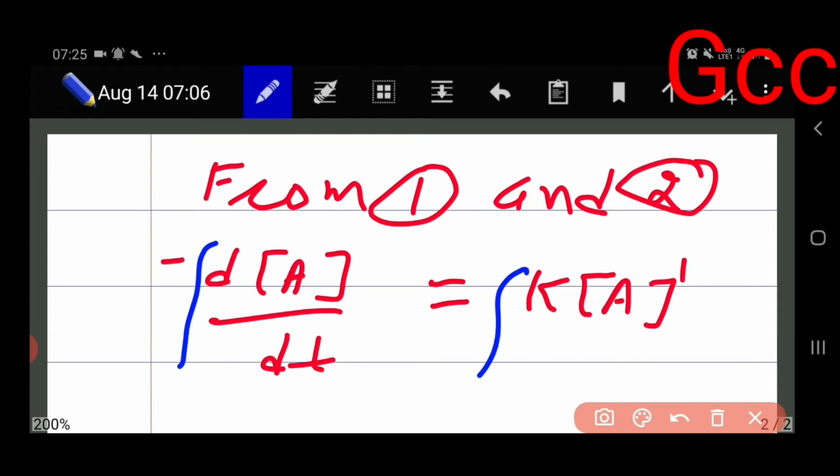Then we have to put the limits also. What will be the limits here? Downside here it is A naught, upside is A, and here downside 0, upside is t.